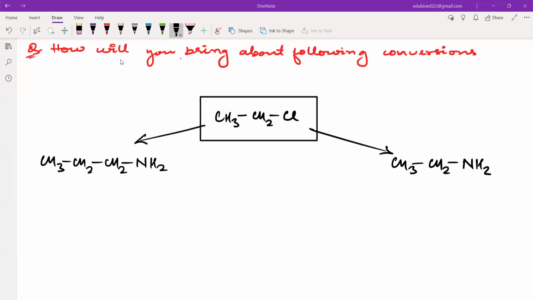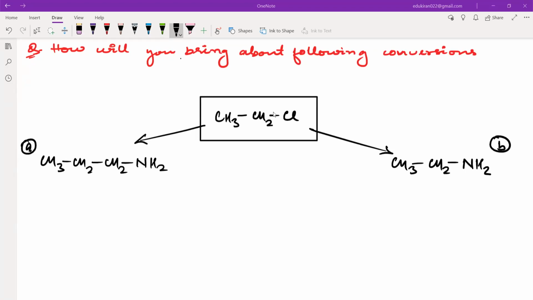Okay, so can you see what is the difference between A and B? This is the A conversion we have to do, and this is the B conversion that we have to do from the same compound, that is chloroethane. So please look at the difference in A and chloroethane and B and chloroethane. Is there any difference? What is the difference, and how are we going to bring about the conversion that we have here? Please speak loudly. Propanamine and ethylamine.